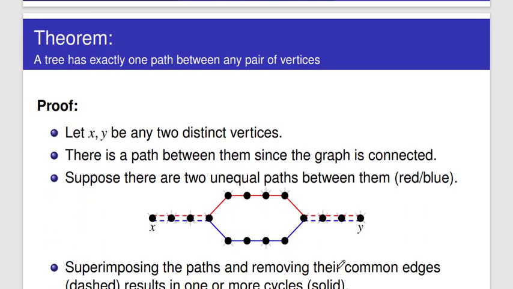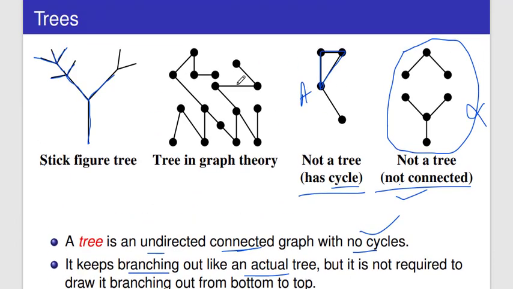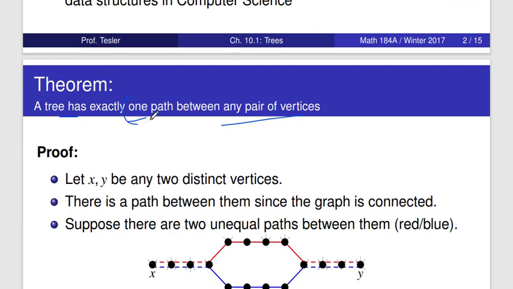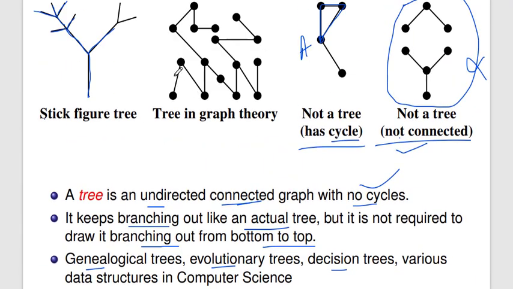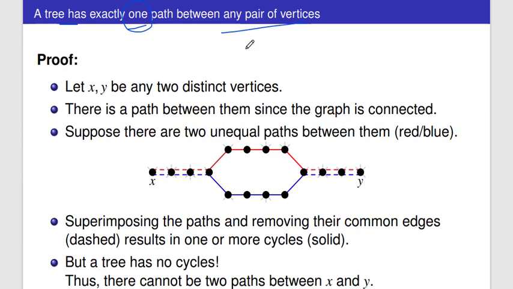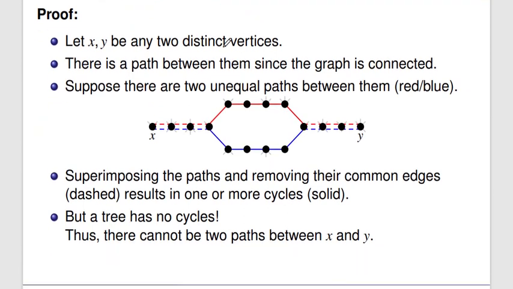Now the theorem: a tree has exactly one path between any pair of vertices. Like this, a tree has only one path between any two vertices. You can see that there is only one path between any two vertices. How do we find out that this is true?